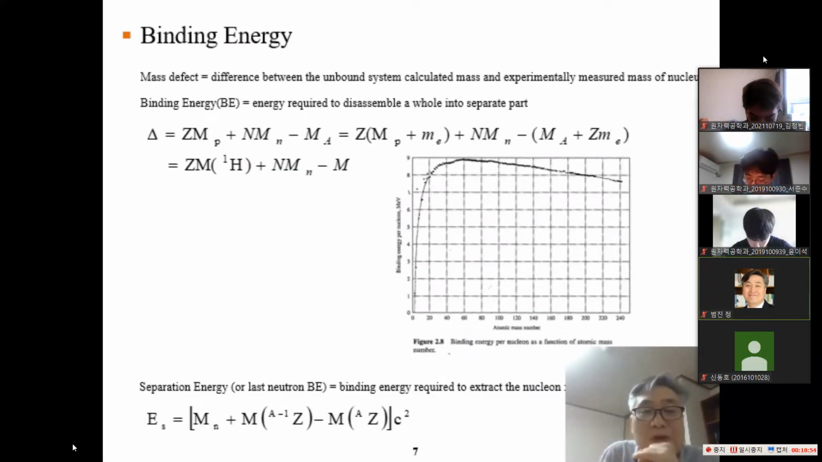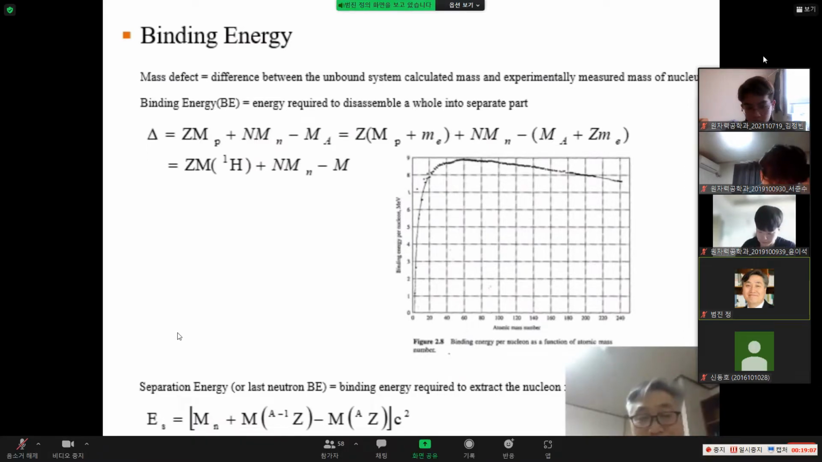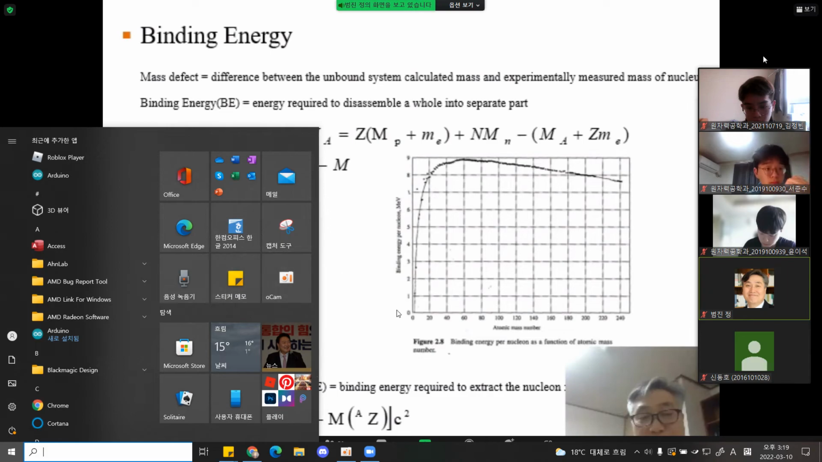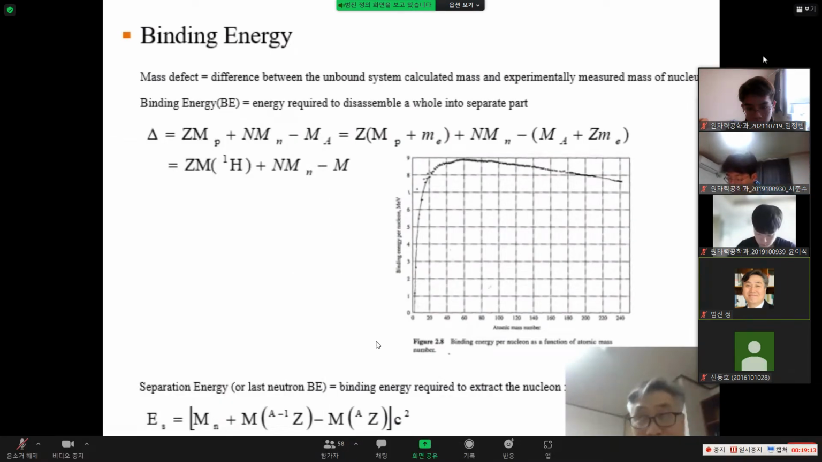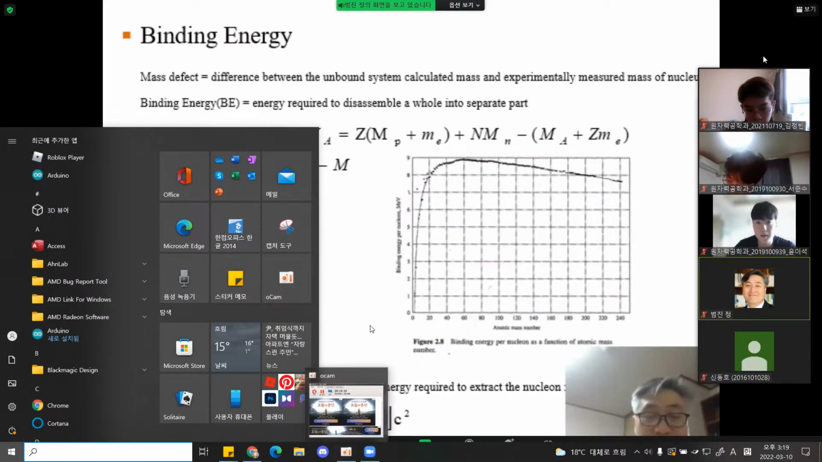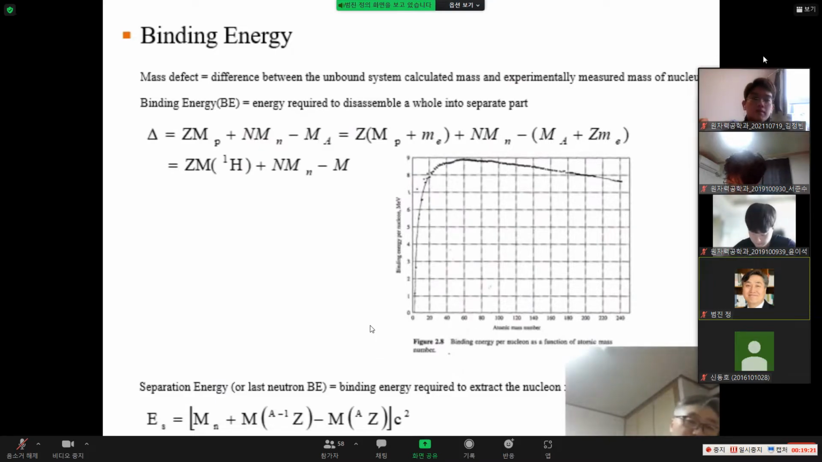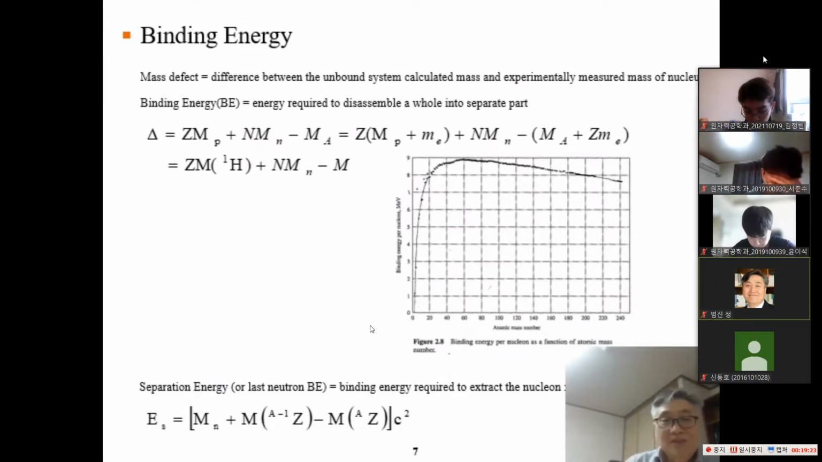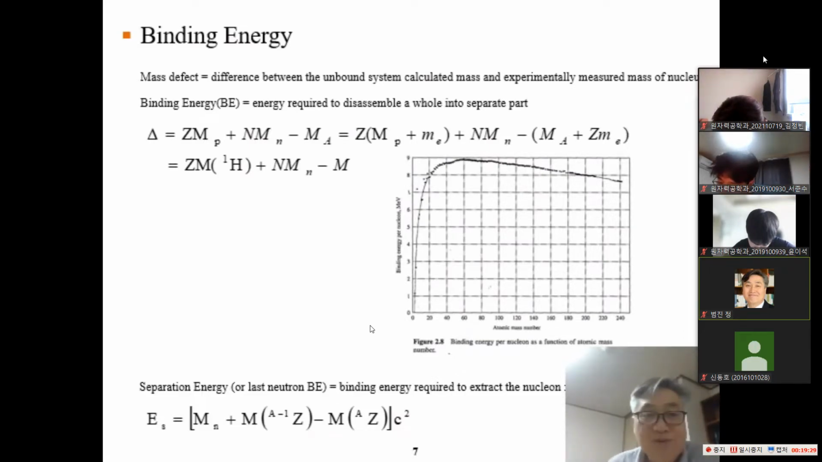Binding energy. When we have, for example, uranium, there are 92 protons and in total 238 neutrons and protons inside the nucleus of uranium-238. So that means we have 92 protons and 100-something neutrons.